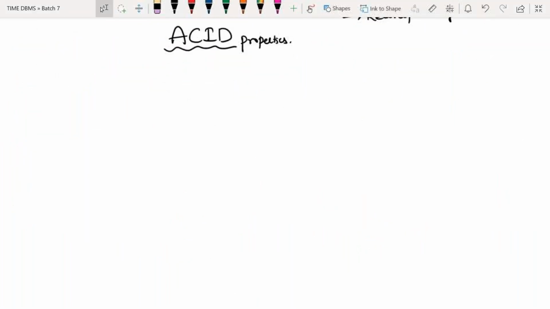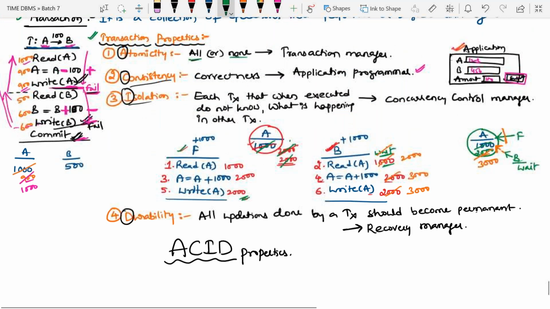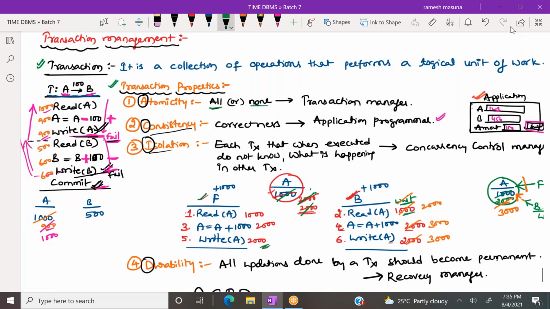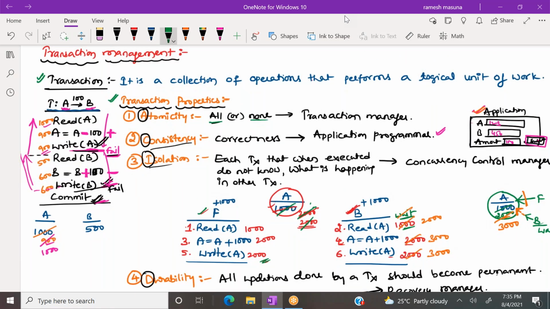Fine. Is it clear? Any doubt? If you have any doubt, you can ask me before I go to the next topic. I made it very clear what the transaction properties called ACID properties are. If you have any doubt, before I switch to the next topic, please ask me.